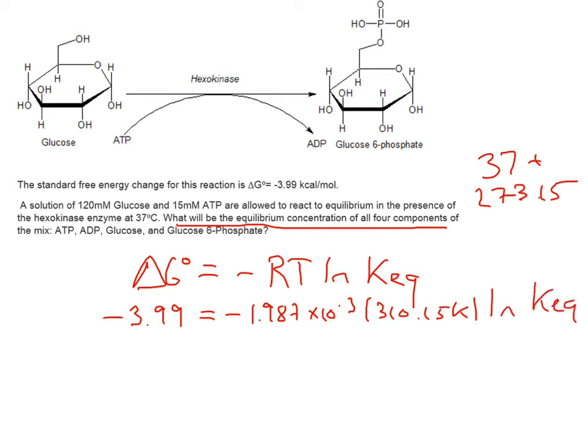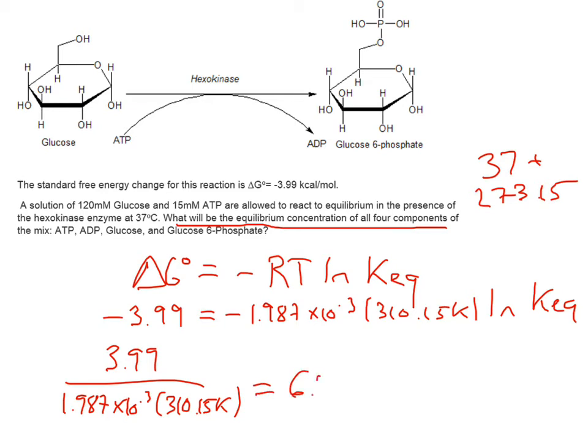Okay, so what we can do here is divide by RT on both sides. What we get is 3.99 divided by 1.987 times 10 to the negative third times 310.15 Kelvin. We get 6.47. Is that the right answer? No, that's going to be the natural log of KEQ.